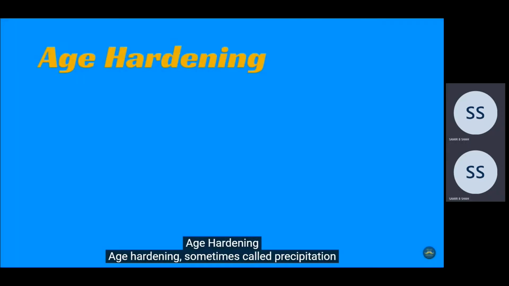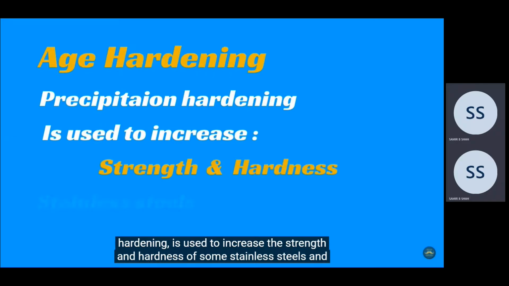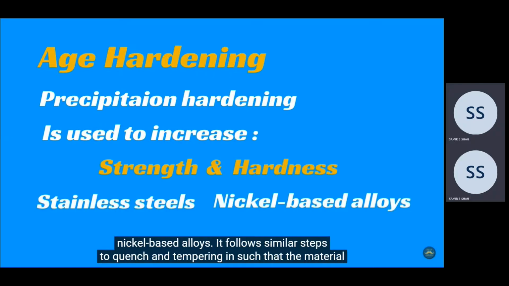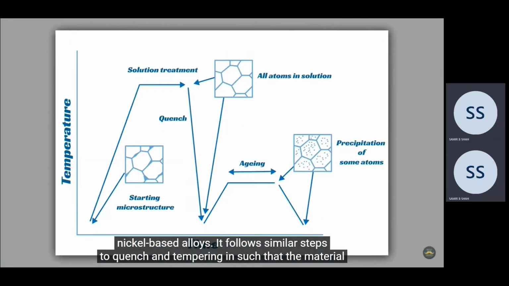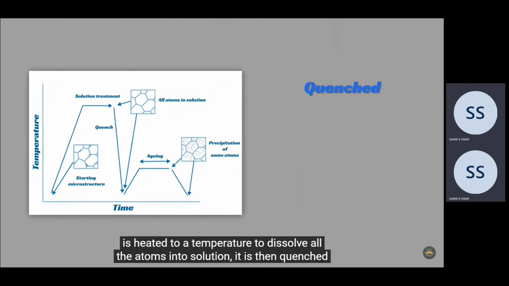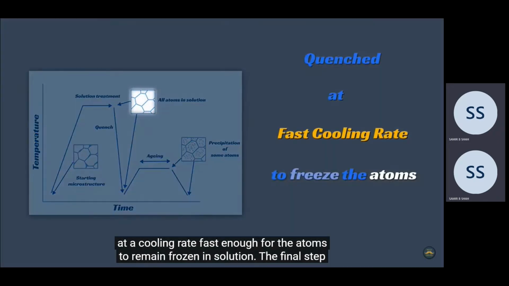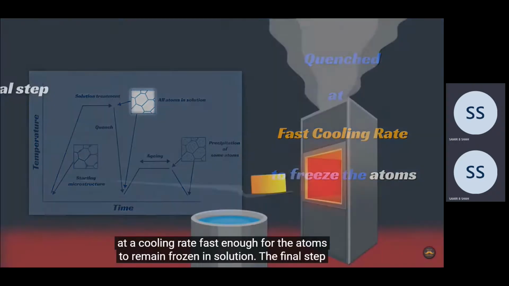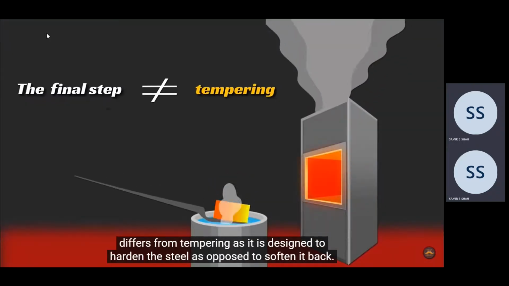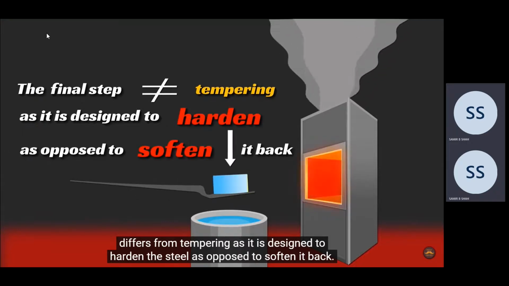Age hardening, sometimes called precipitation hardening, is used to increase the strength and hardness of some stainless steels and nickel-based alloys. It follows similar steps to quench and tempering in that the material is heated to a temperature to dissolve all the atoms into solution. It is then quenched at a cooling rate fast enough for the atoms to remain frozen in solution. The final step differs from tempering as it is designed to harden the steel as opposed to soften it back.